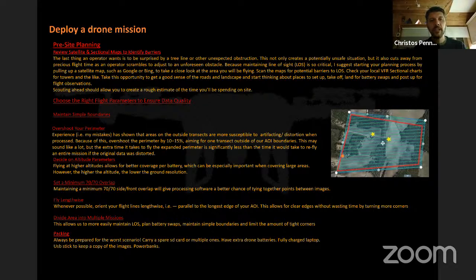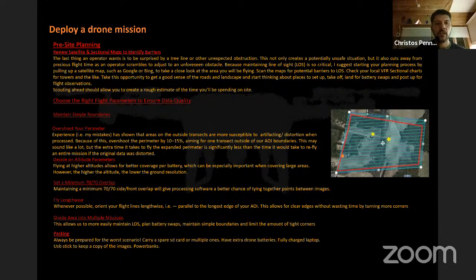We should choose the right flight parameters to ensure our data quality, so this should be taken into consideration in advance. We should think in advance about what we are going to do with the data that we are planning to collect, how high we should fly the drone, how low we should fly it, which areas the drone should cover, and if there are any hills, etc.